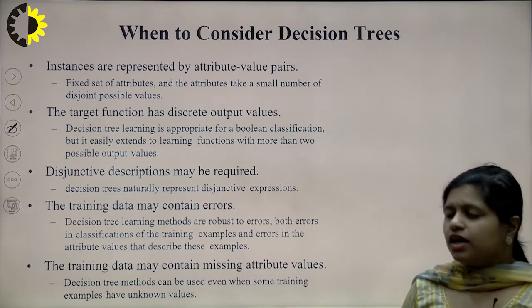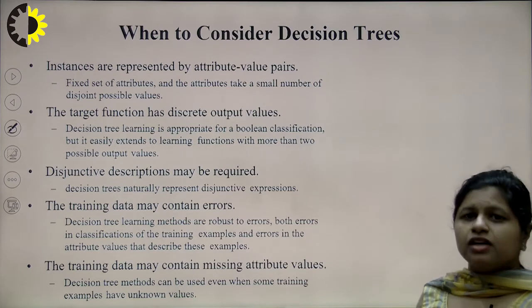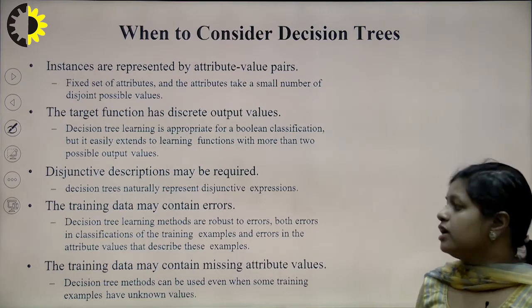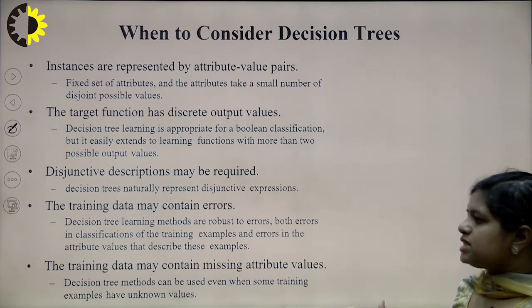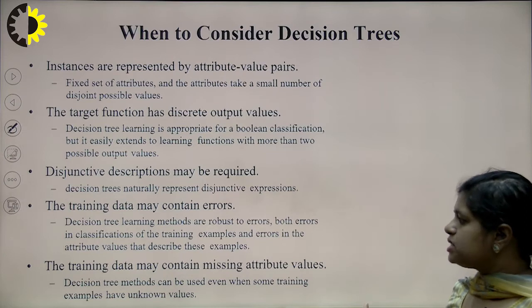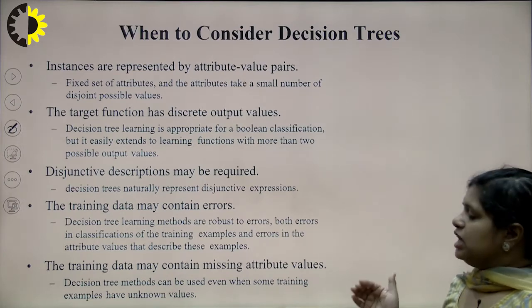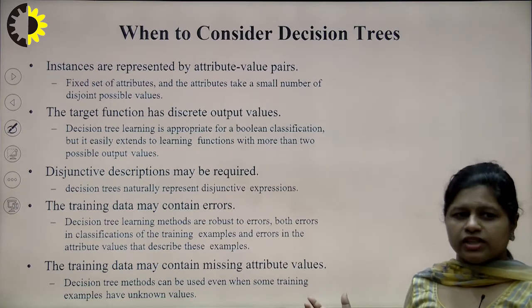Fourth, the training data may contain errors also. So when we have training data that may contain errors, in that case also we can use the decision tree. Decision tree learning methods are robust to errors, both errors in the classification of training examples and errors in the attribute values that describe these examples. In that case also we can apply the decision tree algorithm.